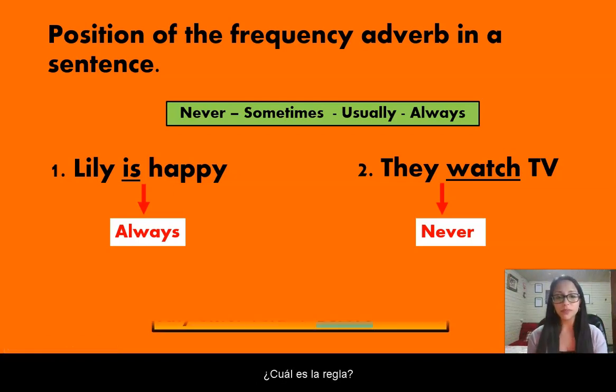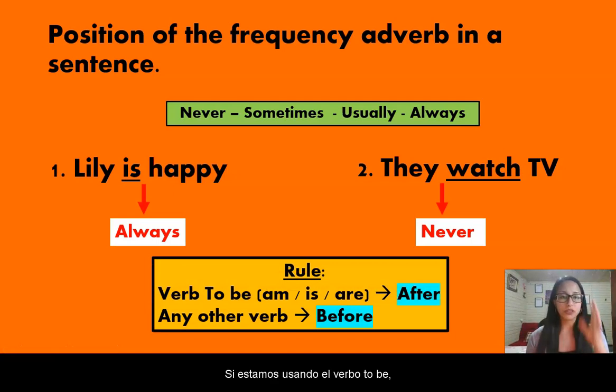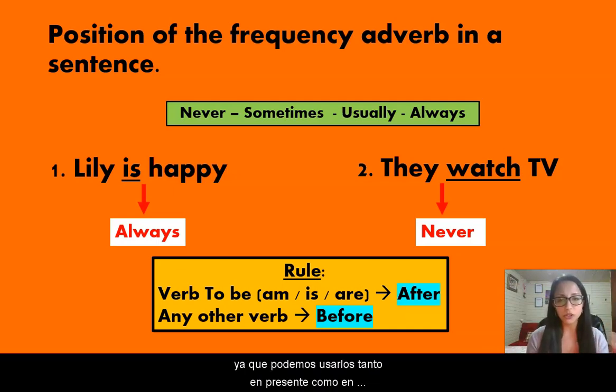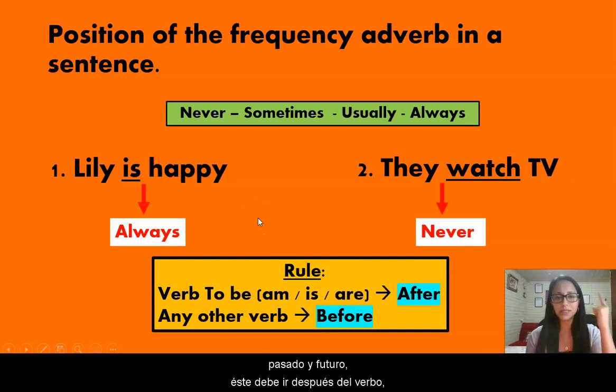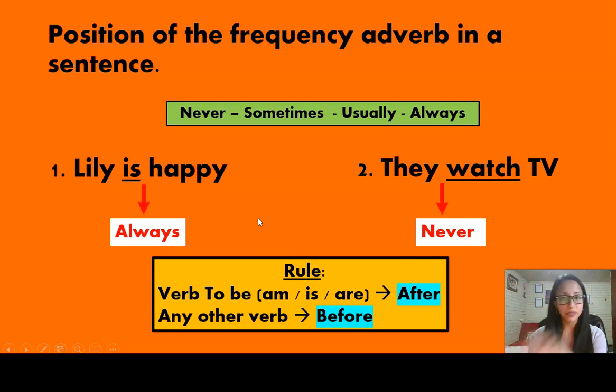So what's the rule? If we are using verb to be, it doesn't matter the form. It can be am, is, are, or it can be in other tenses as well, because we can use frequency adverb in present, in past, in future as well. But if we are talking about verb to be, it must go after the verb, as you can see here. And if we are using any other verb, such as watch, go, sleep, eat, etc., it will go before. And that's it. That's all.